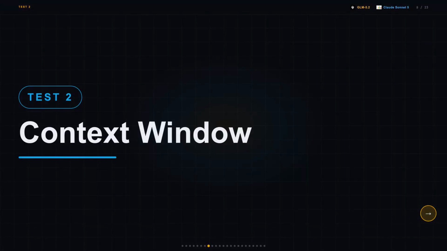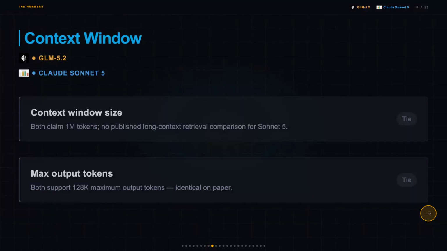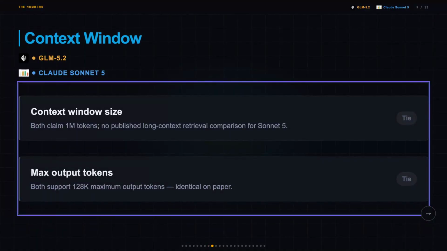Test 2. Context window. If your model can't hold your full document in memory, it starts forgetting earlier chunks. Outputs get inconsistent, and for long code bases or big research docs, that's a real failure mode that breaks the whole pipeline before you even catch it. What surprised me here is how identical these two are.